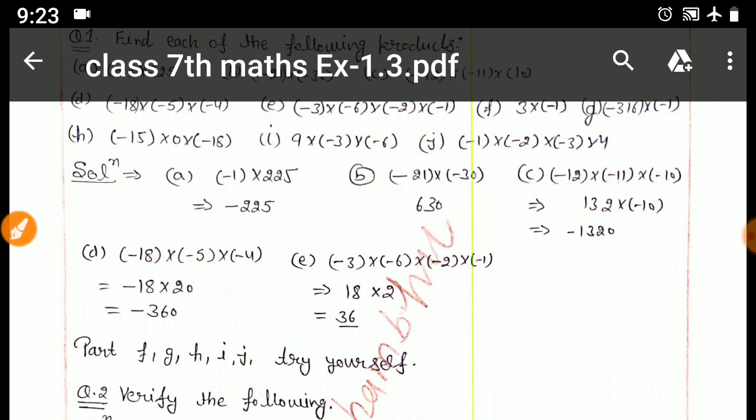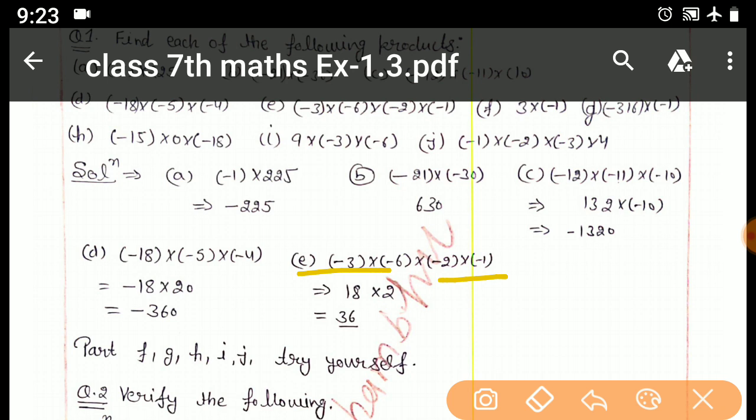Okay, next, here we have four negative integers, so we will multiply two negative integers and two negative integers, and we will get a positive result for both. Now 1 multiplied by 2 is 2, and we will put a positive sign. Six threes are 18, and 18 twos are 36, which is our answer. And parts F, G, H, I, J, you will try yourself.